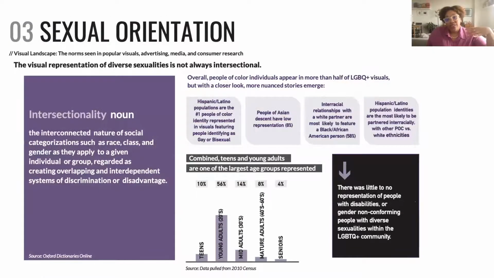Additionally, when we look at intersectionality, to Nikki's point earlier, what we find is that they're not always intersectional. There are certain communities of color who are overrepresented, and certain communities that are underrepresented. There are also a lot of interracial relationships when it comes to depicting the queer community, and they're most likely to show a white partner and a non-white partner versus partners of all ethnicities and races. And there's very little representation of people with disabilities, people who are trans and gender nonconforming and also identify as LGBTQ+, and they're often shown as overwhelmingly young.